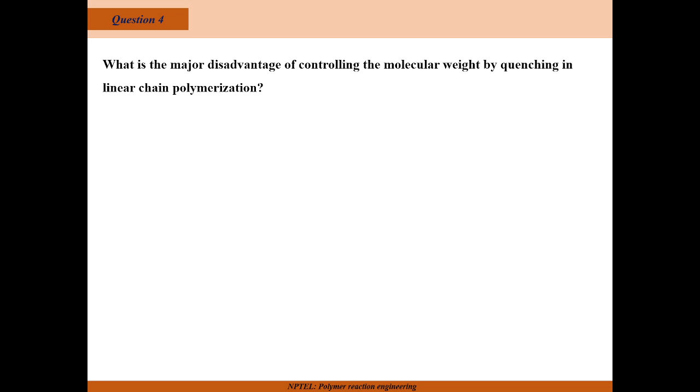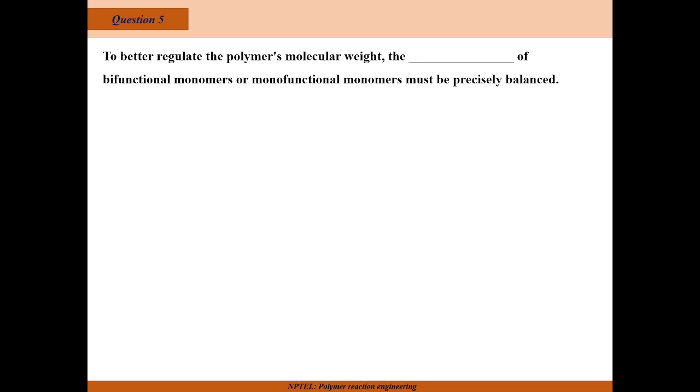Fine. If that's the case, let's move on to our next question. To better regulate a polymer's molecular weight, the dash of a bifunctional or monofunctional monomer must be precisely balanced. So what is that major thing that has to be balanced so that we can regulate a polymer's molecular weight? We can definitely expect such kind of questions in our assignments.